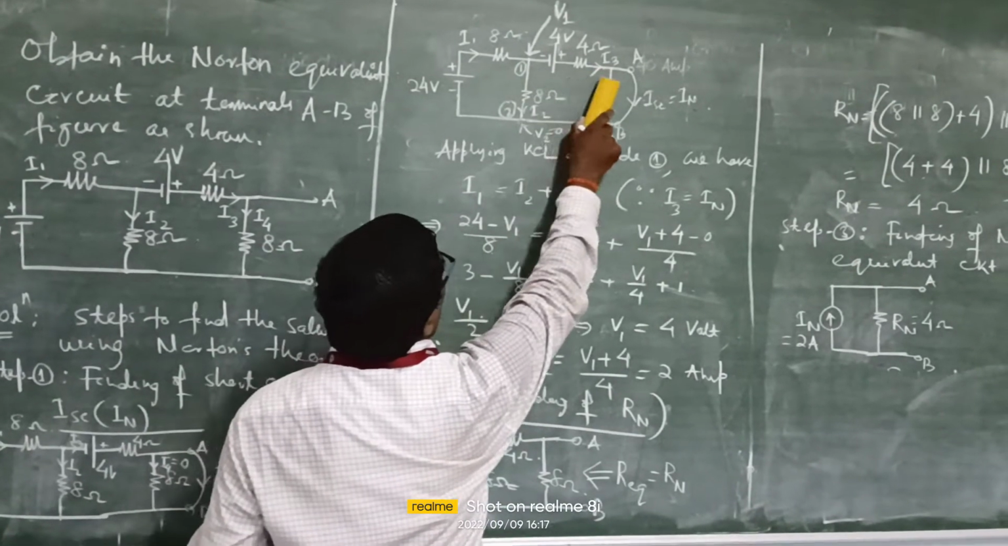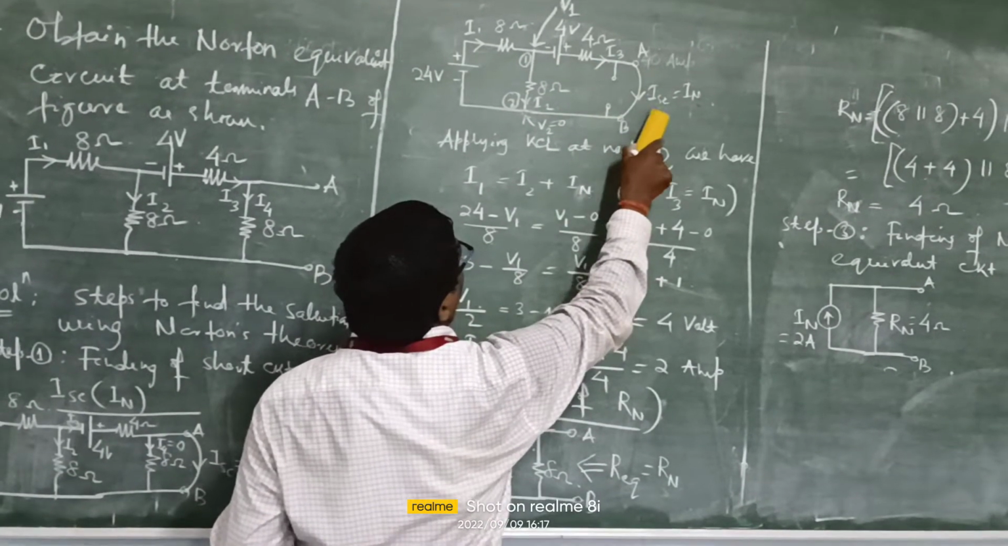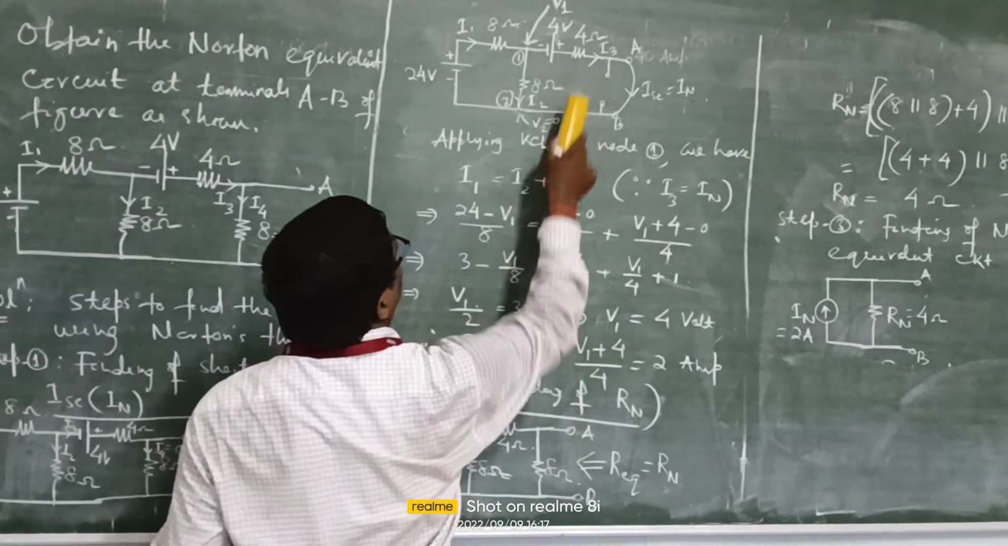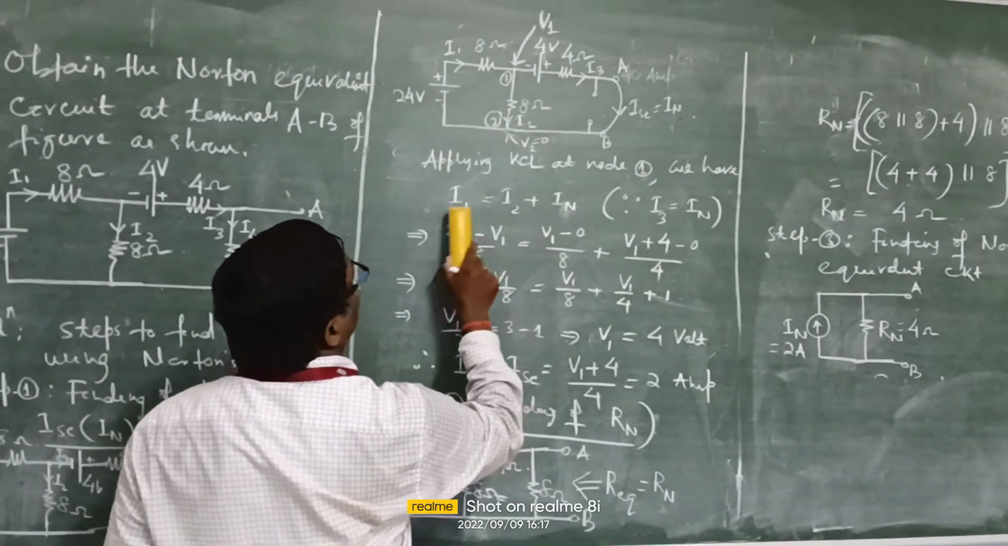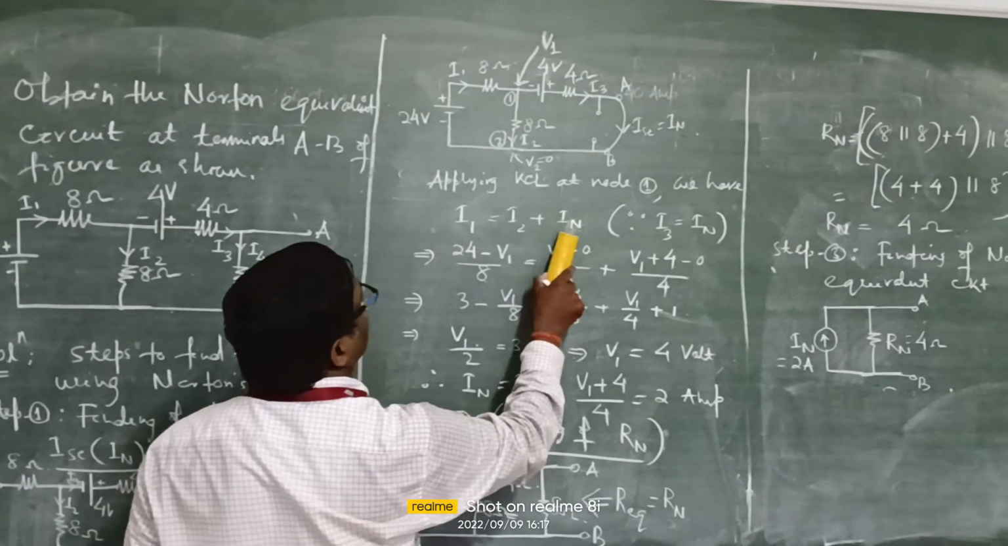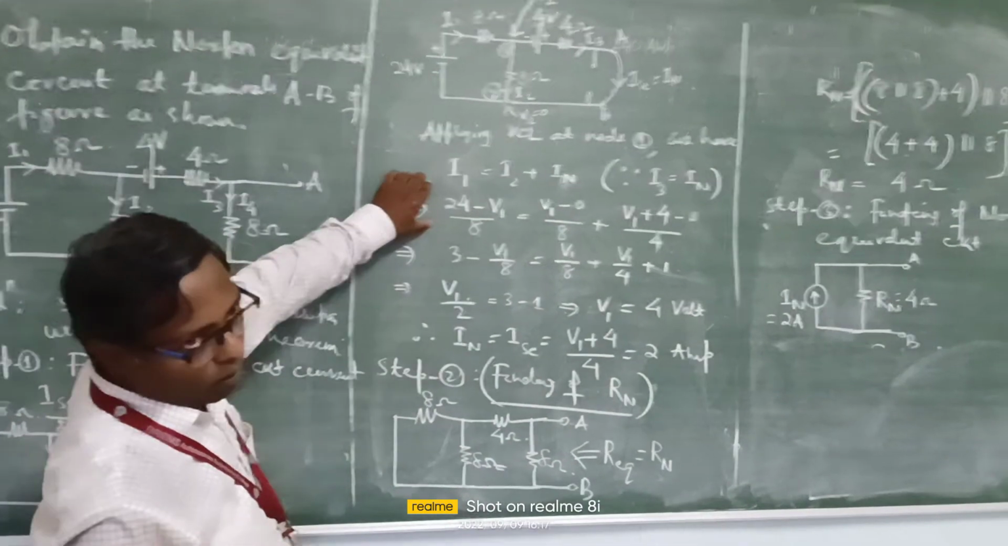That means whatever current I3 flows here is your short circuit current or Norton's current. So in place of I3 we can write IN. So incoming current equals outgoing current. Now applying Ohm's law.